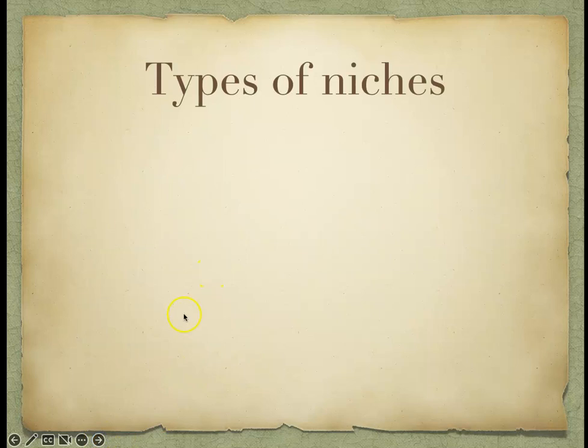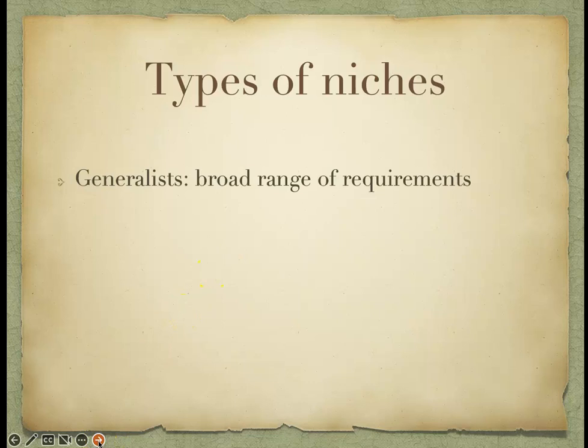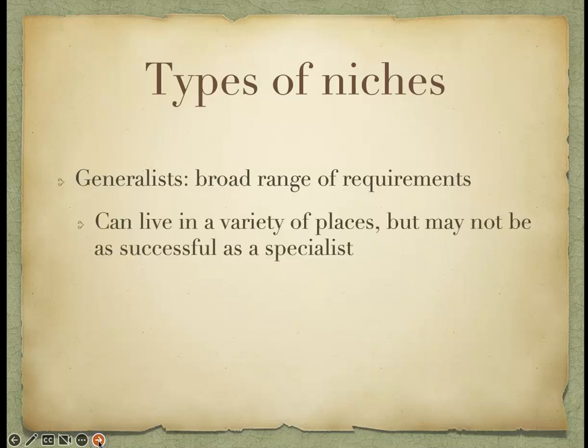All right, some things to consider. We have organisms in the world who are generalists. They are able to live in a wide variety of places. Their needs are across a broad range. Therefore, they don't need really specific things. They're not known to be specialists.